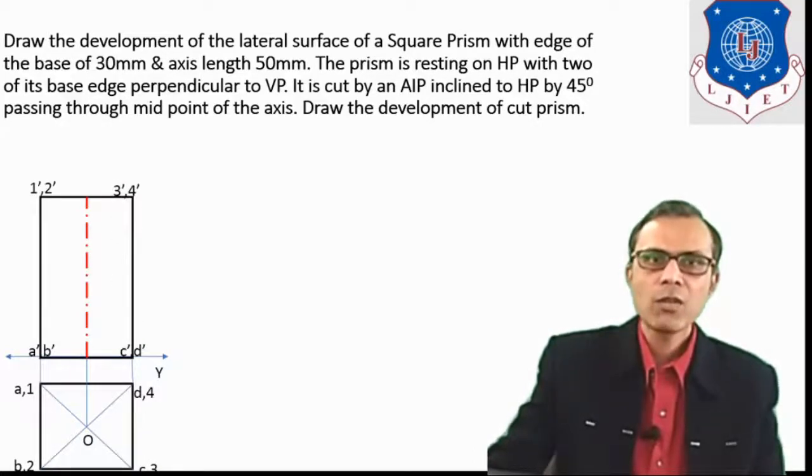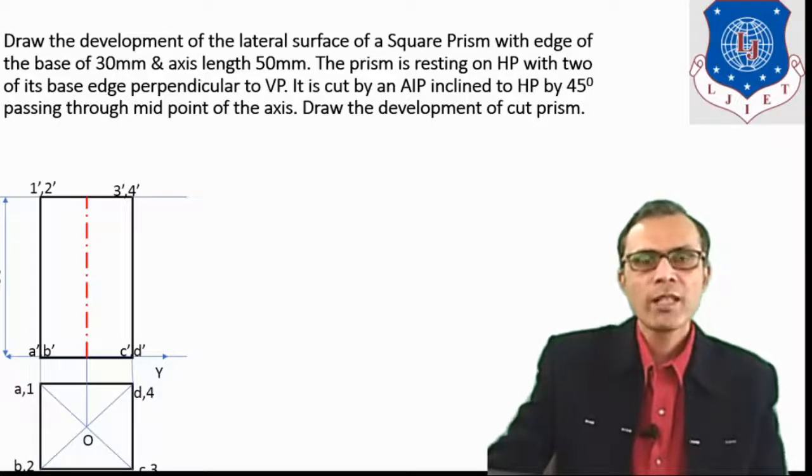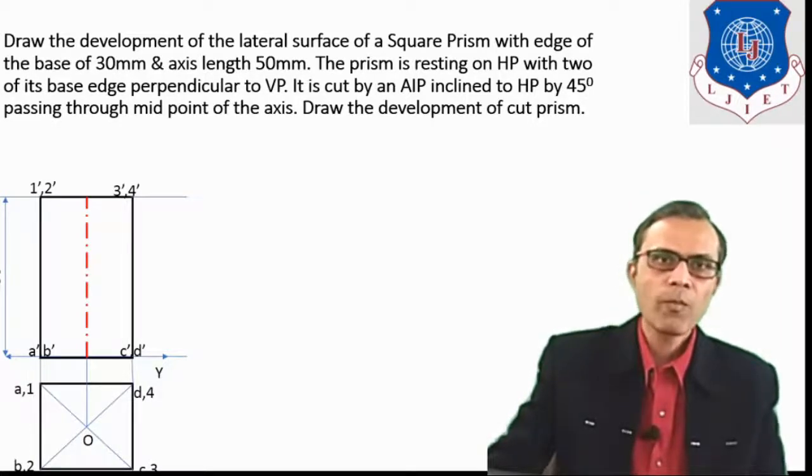Now mark notations. Here we have considered the top base as the number base 1 dash, 2 dash, 3 dash, 4 dash, and the bottom base as the letter base A dash, B dash, C dash, D dash. Write down the dimensions. For the square it is edge of 30 mm and height is 50 mm. So it is the first stage where we have to draw the projection of solid, and front view and top view we have to draw for the given condition.